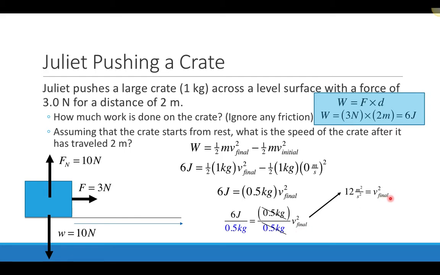I'm not done yet because that's not how fast it's going. That's still squared, so I have to take the square root of 12, and I get 3.46 meters per second. So by figuring out the work that was done on the crate, I could figure out also how fast the crate was moving after it had traveled that distance of 2 meters.